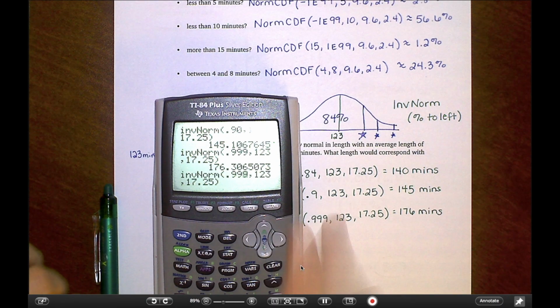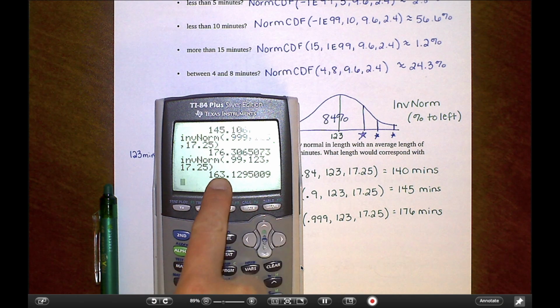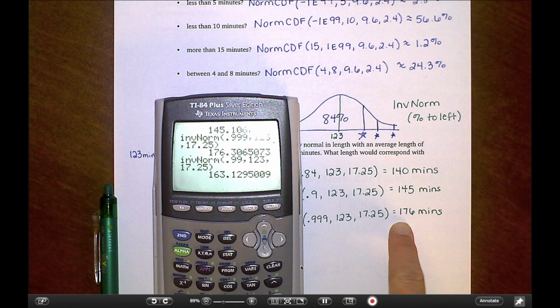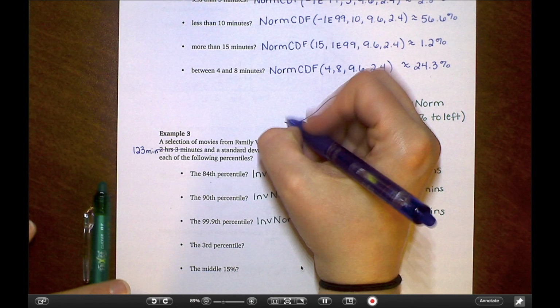If I deleted one of those 9s, remember I said that was important, and just did the 99th percentile, that would be 163 as opposed to 176. So even that extra 0.9 traveled quite a distance on a normal curve when you're way out at the ends like that. Okay, third percentile is going to be way down here.